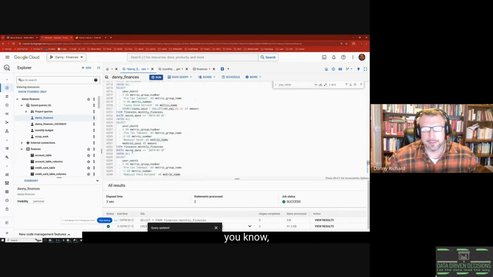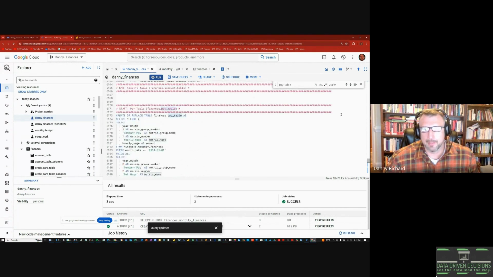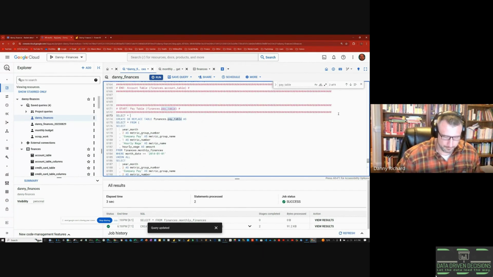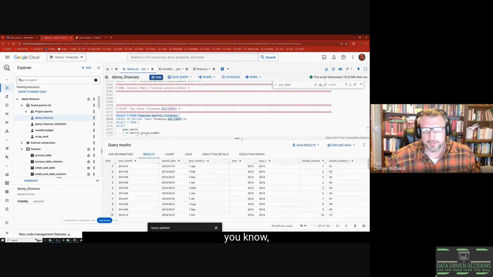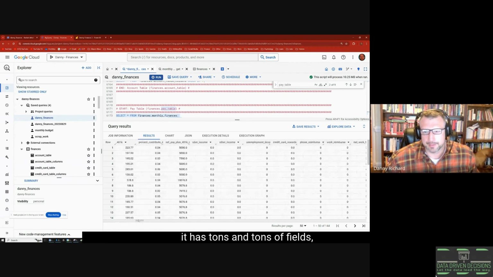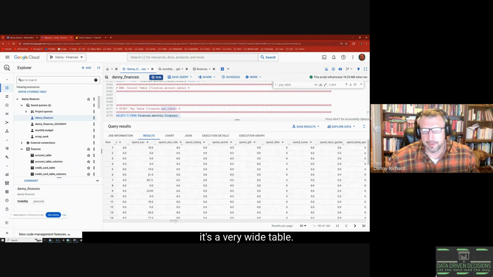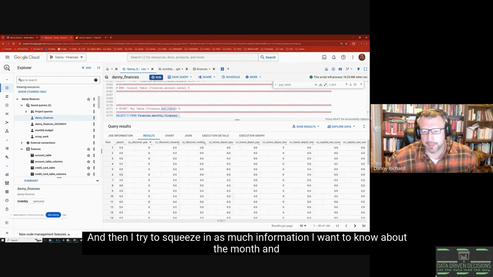So yeah, if I go to show you what the input table looks like. This is the main Excel file, the monthly finance file, unique by month. And as you can see, it has tons and tons of fields. It's a very wide table. It's only unique by month. And then I try to squeeze in as much information as I want to know about the month.